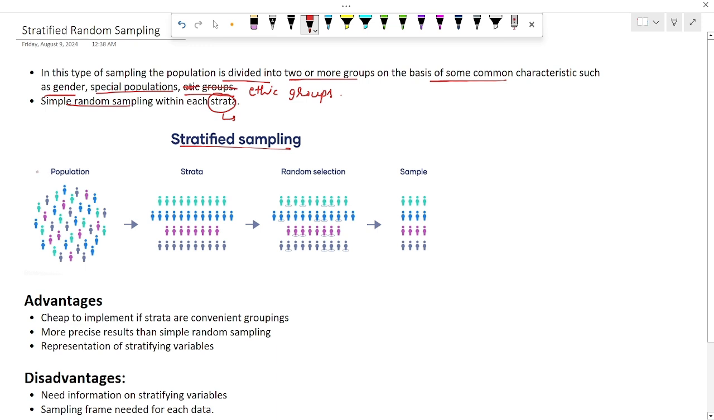In this figure, you can see a stratified sampling example. Here you can see the population. Different people are denoted with different colors. This population is divided into two or more groups. Here we have four groups: one group is for green people, one for blue people, one for purple, and one for gray.